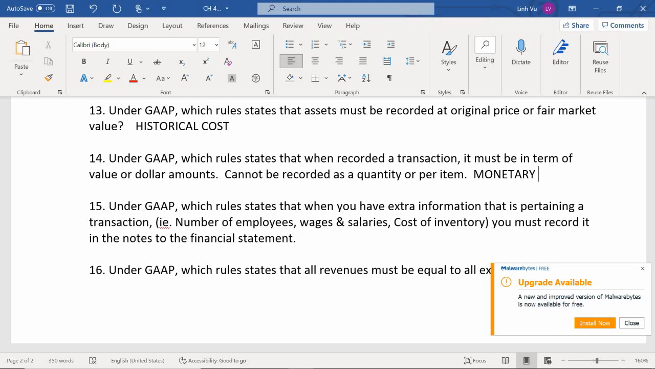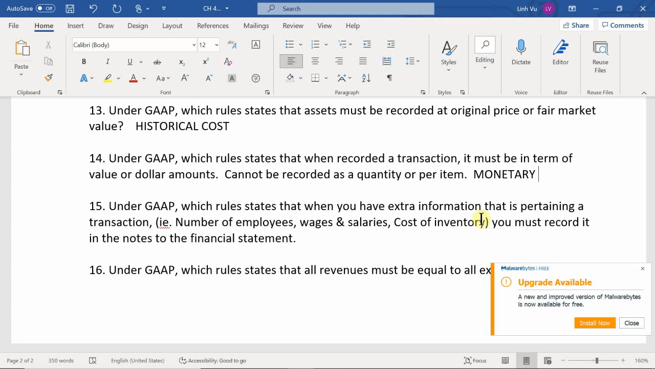Just like I said, I'm going to test you just on the general rule. If you could just determine that it is part of the monetary assumption, that's completely fine. I'm not going to test you on specifics. I'm not going to test you on whether this is monetary unit, monetary measurement, or stable currency. I just want you to understand that the general rule here is for the monetary assumption.